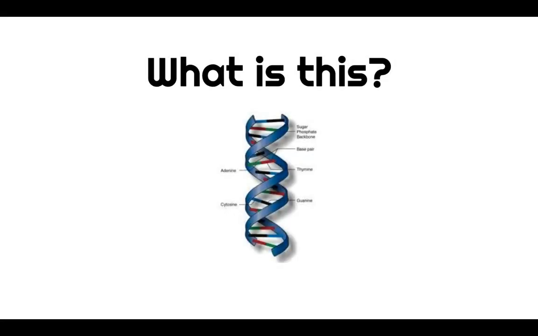What is this? I see two strands. I see a sugar phosphate backbone. I see adenine, cytosine, thymine, guanine. This is a nucleic acid. This nucleic acid is called DNA.